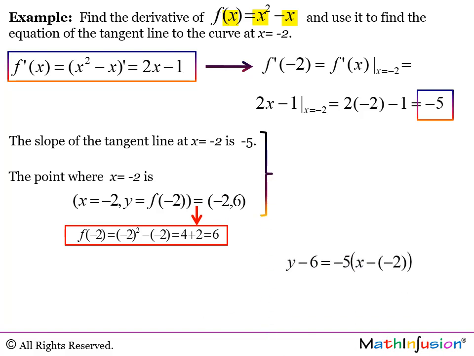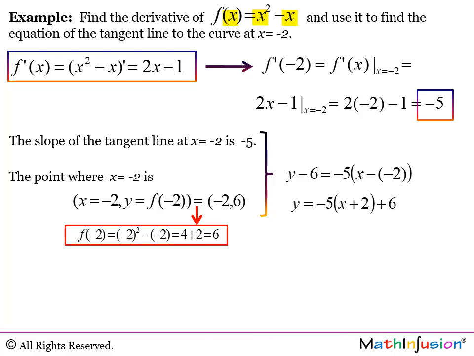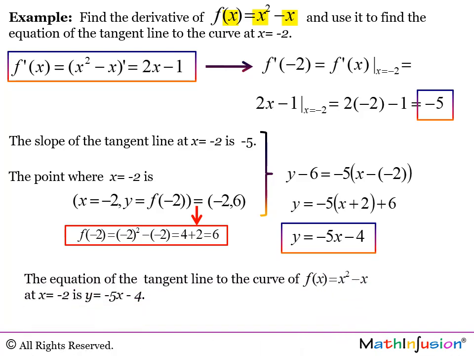Now I can combine this, and I use the slope-point equation, and I get that this is the equation of the line. If you want, you can simplify this a little bit more, and we get that. So we can finish up the problem by stating the solution. The equation of the tangent line to the curve of f(x) equals x to the power of 2 minus x at x equals negative 2 is y equals negative 5x minus 4.